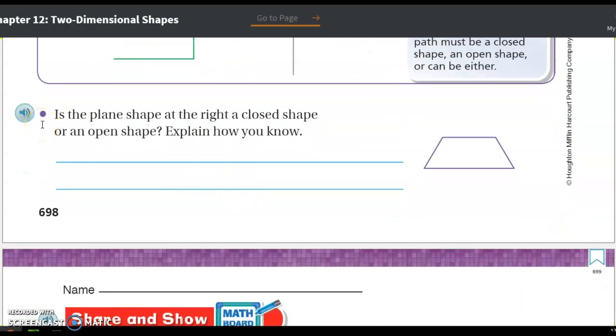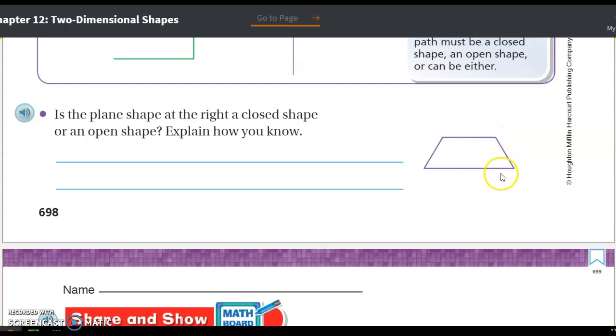All right, our first question is, is the plane shape at the right a closed shape or an open shape? Explain how you know. I'm going to press pause and solve that. We'll talk about it. Well, I'll talk, you'll listen. The plane shape at the right is definitely a closed shape. How do I know? I know because it's connected at all the endpoints.